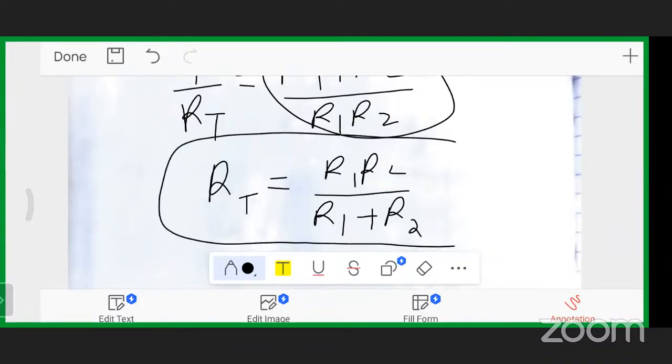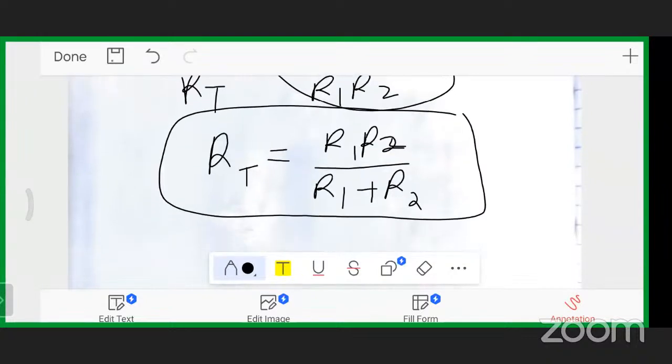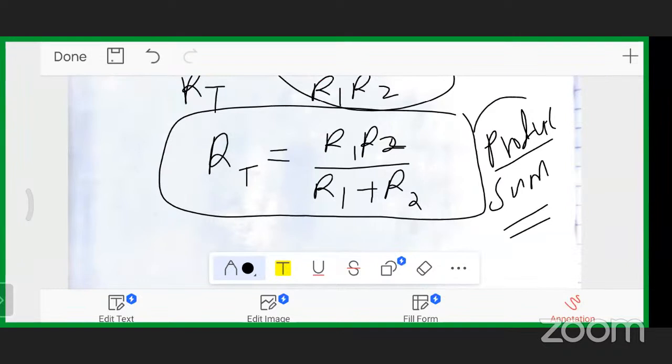Again, this is something important for us to remember: if you have two resistors in parallel, then the total resistance is given by the product over sum. This is the product over sum rule: the product of the resistors divided by the sum of the resistors. It only applies for the special case when there are two resistors in parallel.